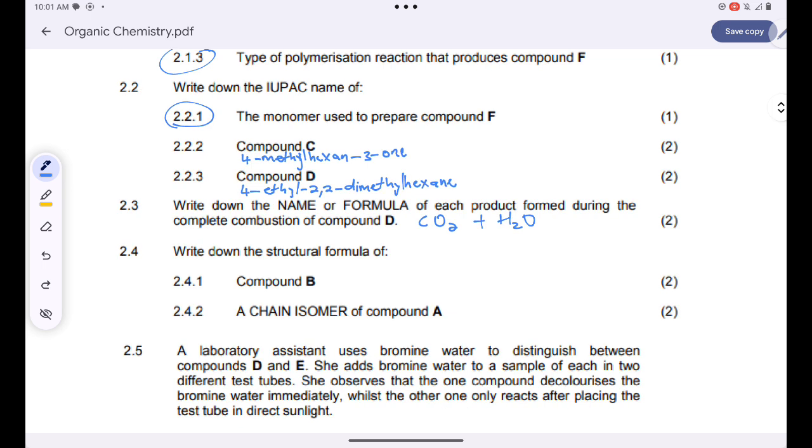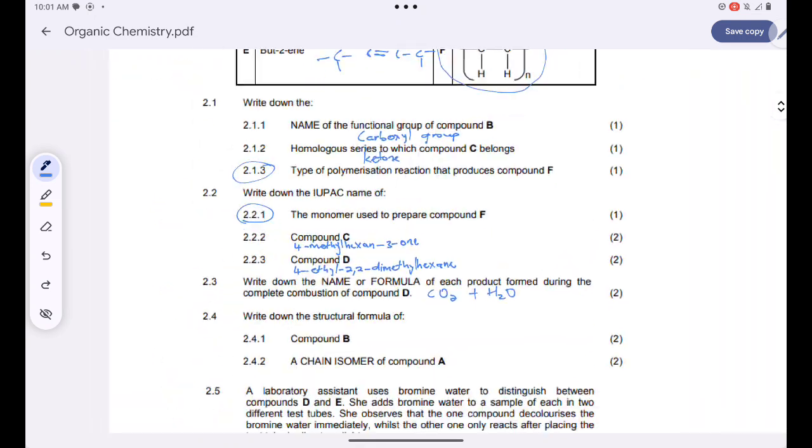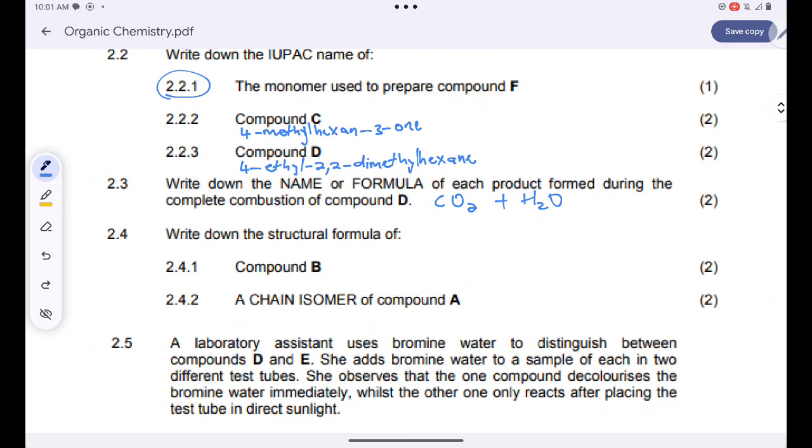And then we must write down the structural formula of compound B. What's compound B? It's 2-methyl butanoic acid. Already did that, but let me redraw it. You can draw your side chain there. It's still okay. Then we write the H's. That's your 2-methyl butanoic acid.